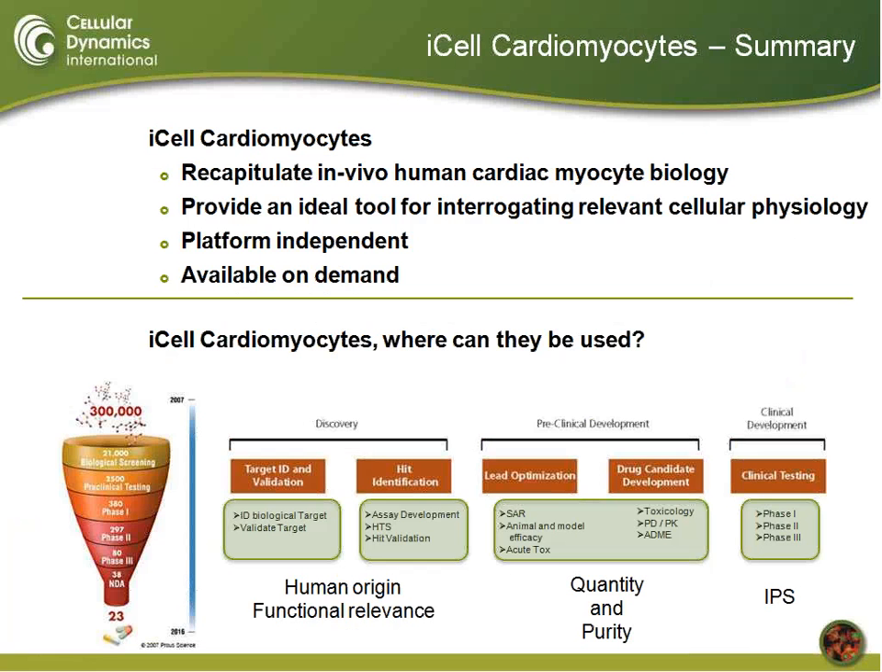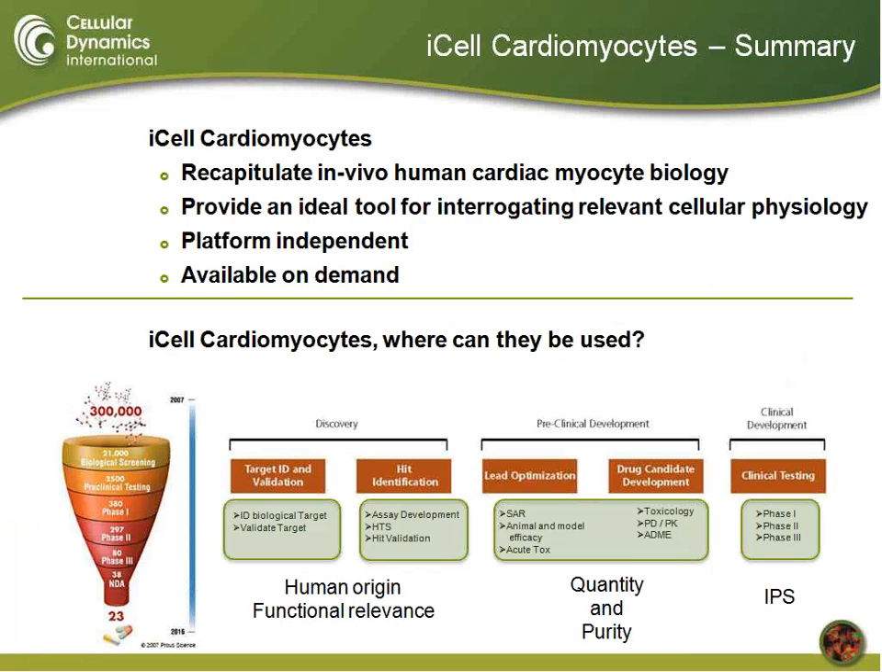Just in summary, the iCell cardiomyocytes can recapitulate in vivo human cardiac myocyte biology. They provide an ideal tool for interrogating relevant cellular physiology, and they're really platform independent. You saw through these slides the wide variety of platforms that our customers are using the cells on and the different results that they're getting, and they're available on demand. Whenever you need the cells, they're in a cryo vial, you can pull them out, you can thaw, and you can begin. So where can the iCell cardiomyocytes be used?